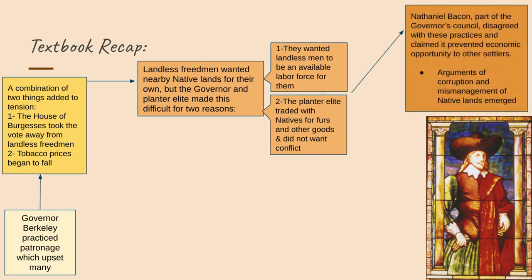So now we bring in Nathaniel Bacon, and he's actually part of the governor's council at this point in time, but he strongly disagreed with these practices and claimed it prevented economic opportunity for the settlers, especially those who rightfully gained their freedom through indentured servitude. And so he argues that there's corruption and mismanagement within the colonies and mismanagement of native lands.